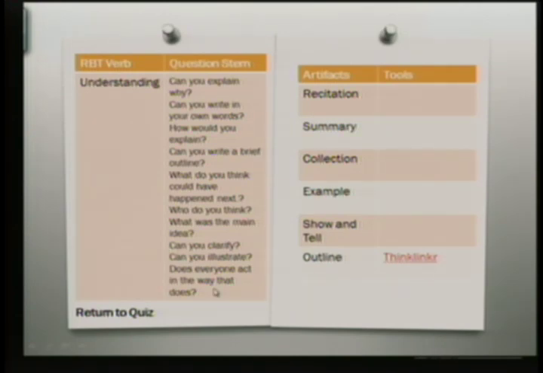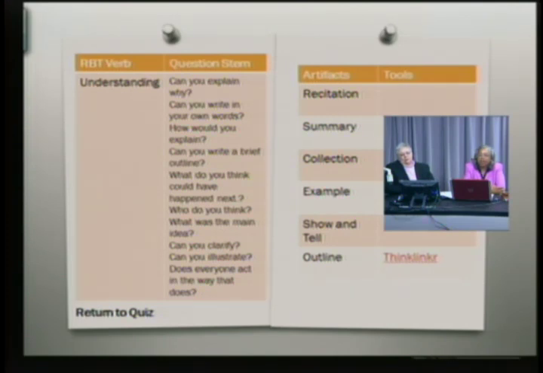Now, some of the things that you might want to consider when working with Bloom's understanding is question stems. Question stems that you might want to write are: Can you explain why? Can you write in your own words how you explain? Can you write a brief outline? What do you think could have happened next? What was the main idea? Can you clarify? Can you illustrate? Does everyone act in the same way that someone else does? So here are some types of question stems. Artifacts that you could use: if you're going to do an outline, ThinkLink allows your students to create an outline.